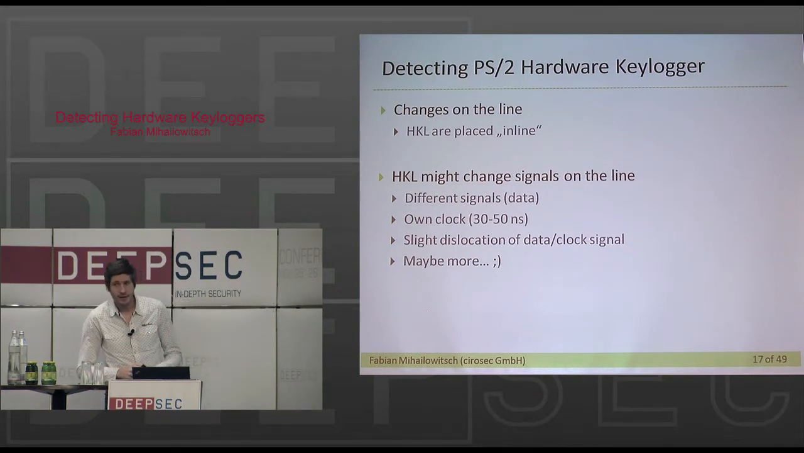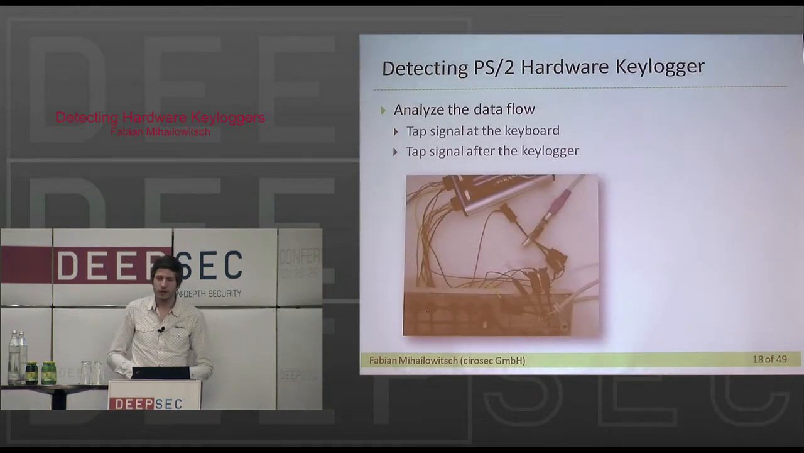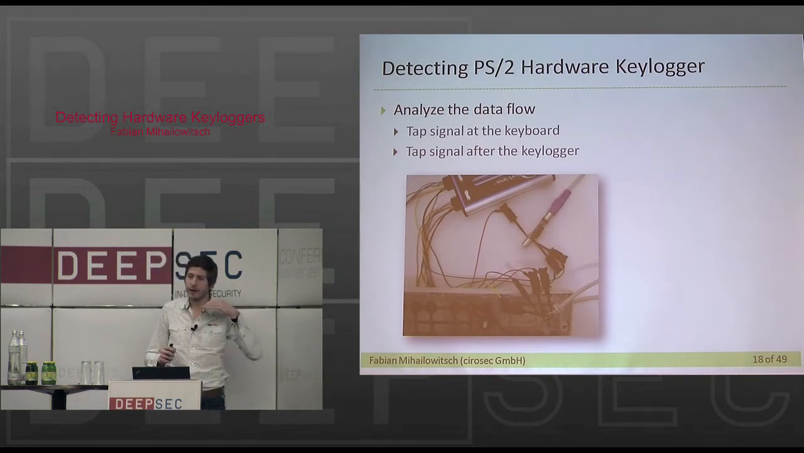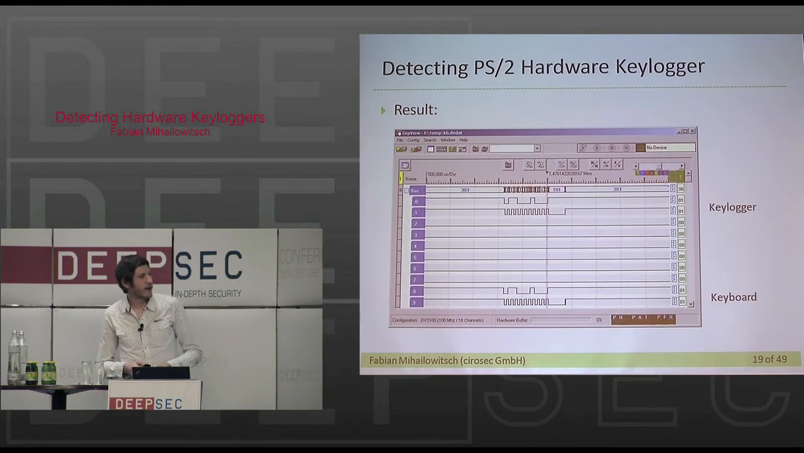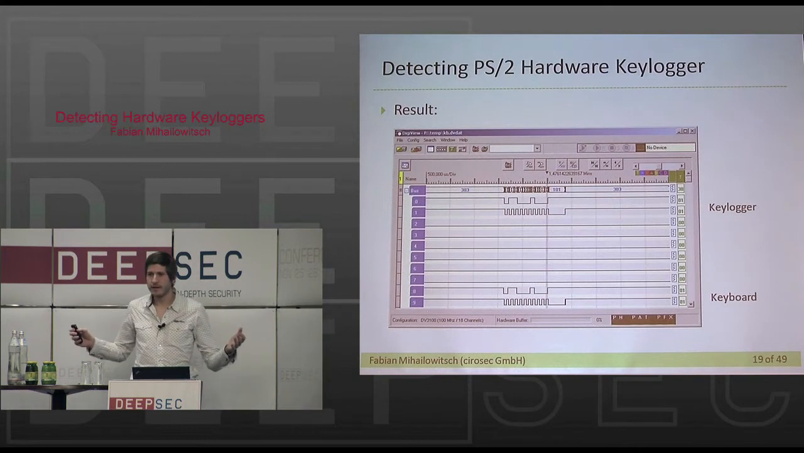So what I did is I took a logic analyzer and tried to tap the signals directly at the keyboard, so once the keyboard sends the signal, I get it. And I tried to tap the signal after the keylogger, so I can see how the data looks when the keyboard sends it and how it looks after it has passed the keylogger. And you get a nice graphic like this. You can see the keylogger, which is basically the clock and the data. You can see the keyboard, data, clock, and you can't see anything.